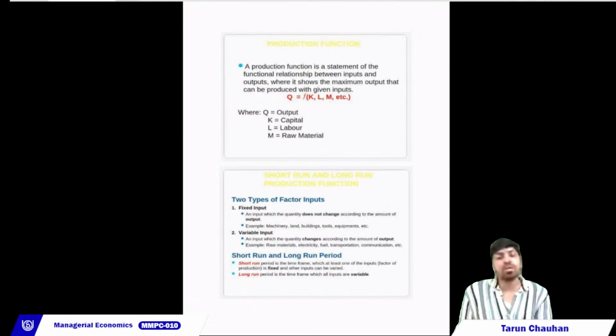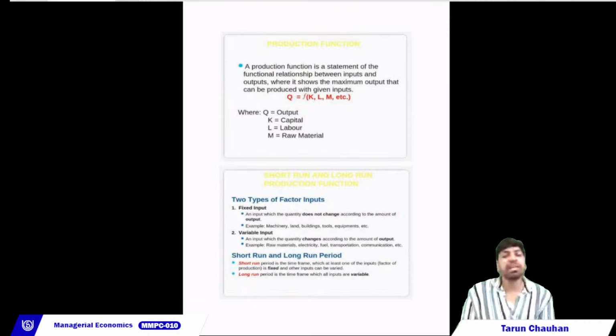When we talk about the types of factor input, there are two main types: fixed input and variable input. A fixed input is an input whose quantity does not change according to the amount of output. For example, machinery: the quantity of machinery can't be changed.